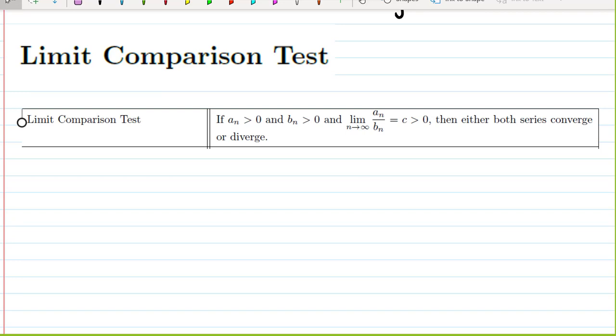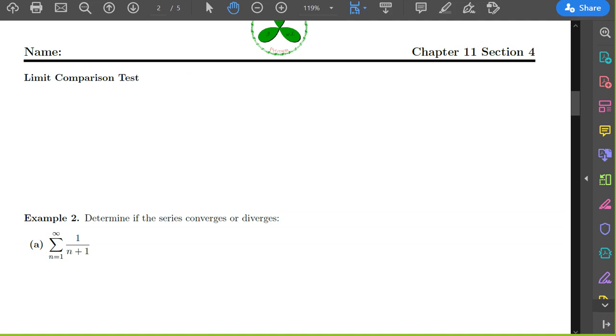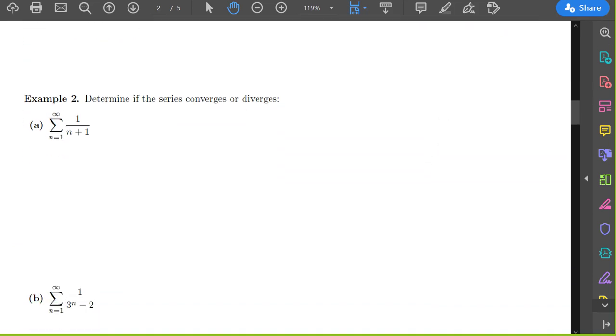So basically, this is saying if you have two different series that have sequence members that are always positive, and the limit as n goes to infinity of the ratio of the sequences equals a finite number, then those two series share the same fate. And what I mean by that is that they converge together or they diverge together. So if you're comparing with a known divergent series and you get this, then they would diverge. And if you're comparing with a known convergent series, then they both converge. So let's go ahead and take a look at a couple of examples using limit comparison.